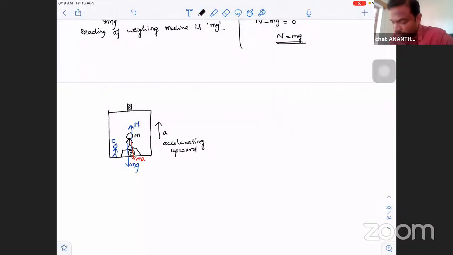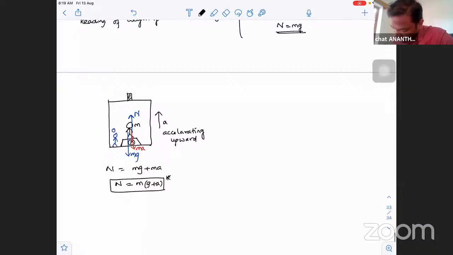Then to the observer, how will the man appear? The man will appear at rest. That means N will be equal to mg plus ma. So N is equal to m into (g plus a). This is the normal reaction. So then what is the apparent weight? You can say apparent weight or reading of the weighing machine.